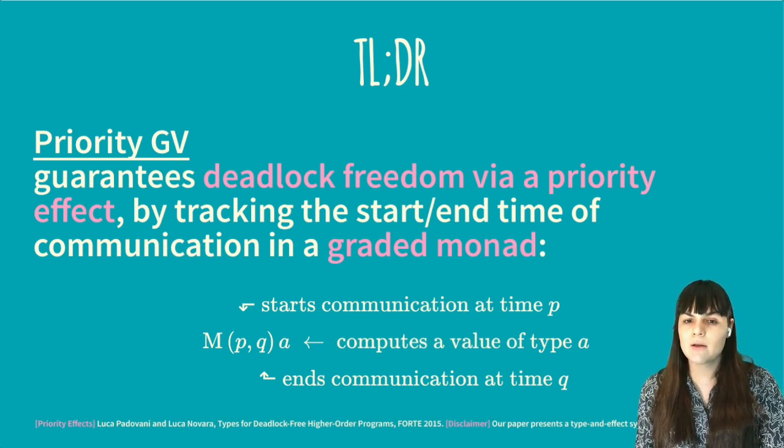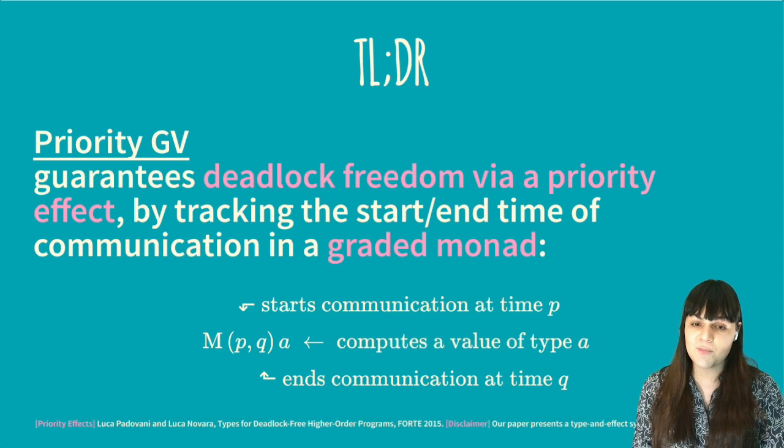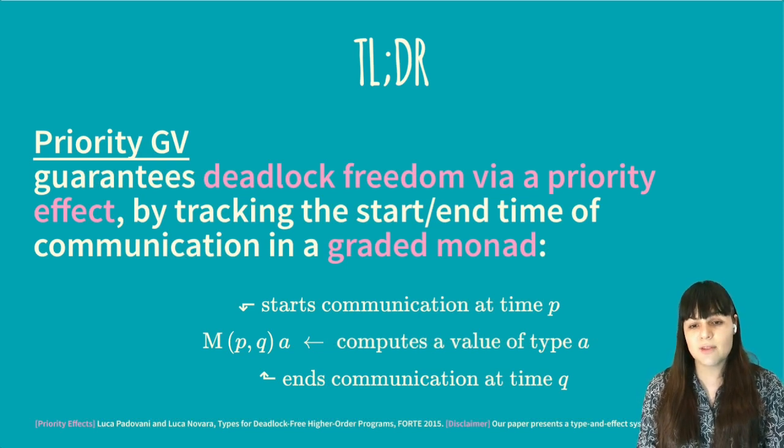Priority GV is a standard linear lambda calculus with sums and products, extended with this communication monad and with the appropriate monadic operations as well as communication and concurrency primitives. Before we go into details, let's look at an example program.